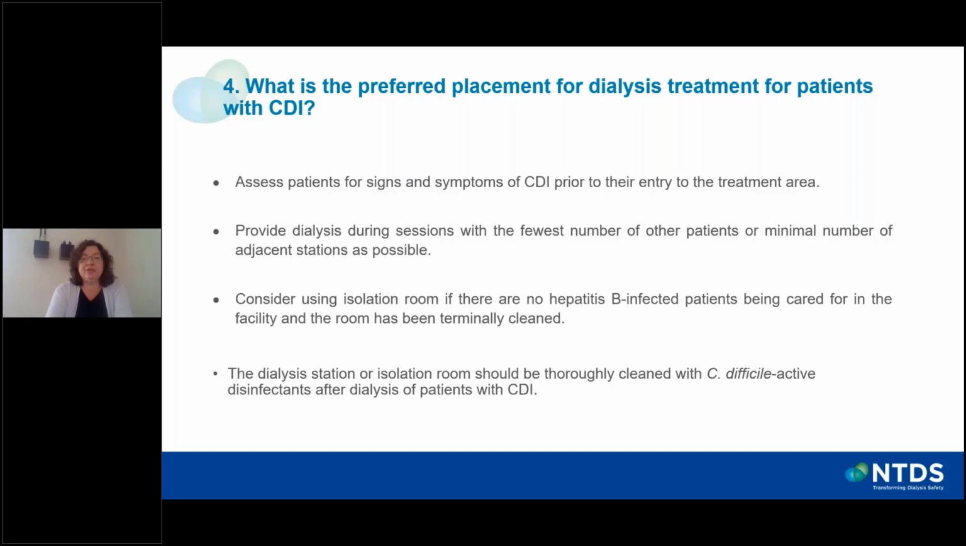Consider using isolation rooms like the hepatitis B room if you have no hepatitis B infected patients being cared for in the facility. And once the patient with C. diff is dialyzed in the hepatitis B room, it has to be terminally cleaned with, again, the List K environmental disinfectants. And lastly, the dialysis station or isolation room, again, should be thoroughly cleaned with the C. diff active disinfectants.